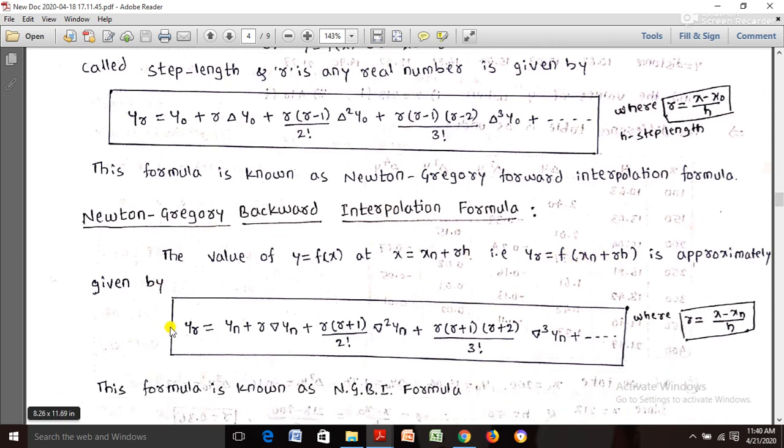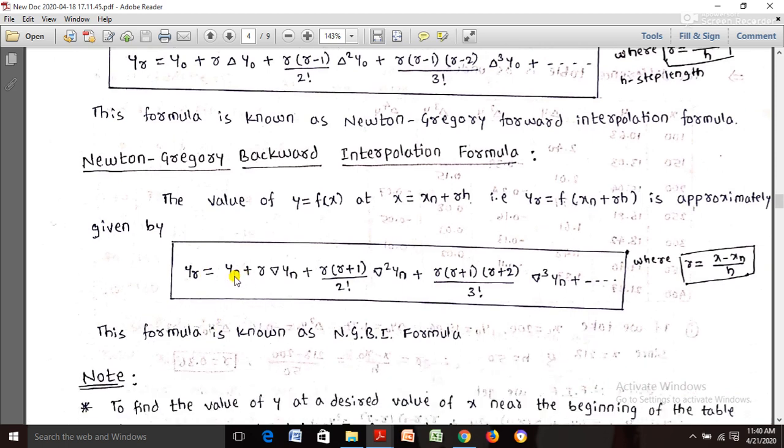and it is approximately given by y r is equal to yn. In forward we use y naught, and in backward we use yn plus r into delta yn plus r into r plus 1 divided by 2 factorial into delta square yn plus r into r plus 1 into r plus 2 divided by 3 factorial into delta cube yn plus so on. In the forward formula we use r minus 1, r minus 2 like that. In the backward formula we use r plus 1, r plus 2, r plus 3, r plus 4 like that, and in place of y naught we use yn.